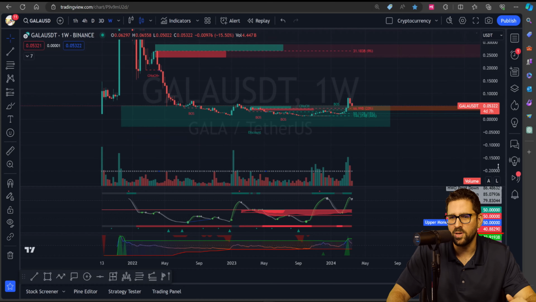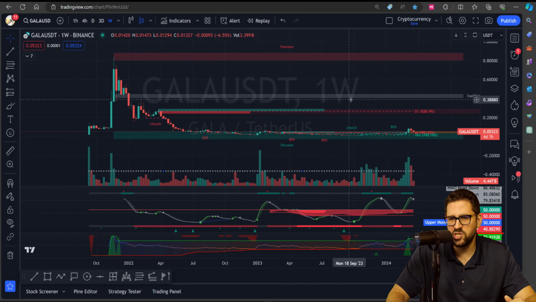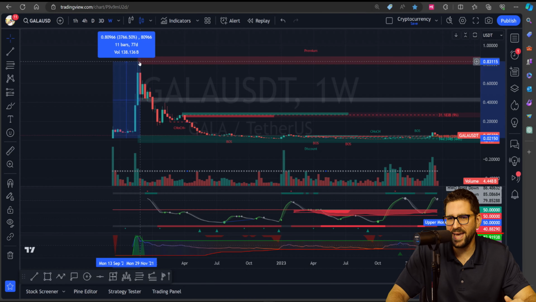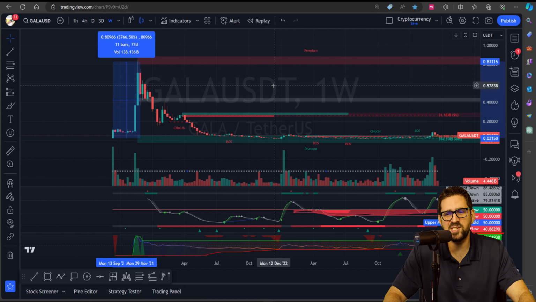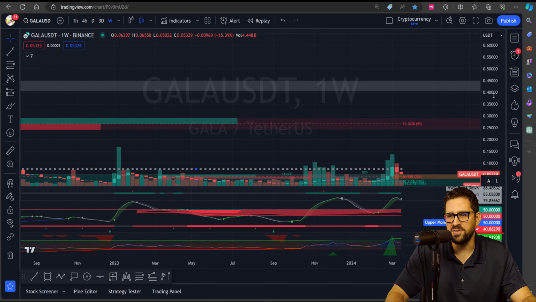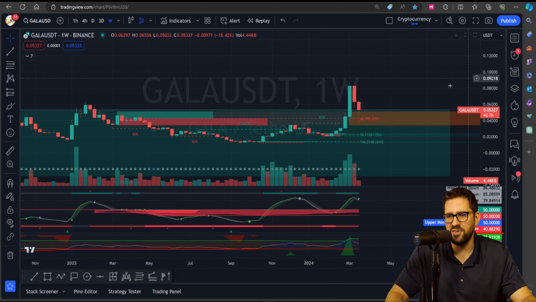If we zoom out and take a look at what Gala did the last cycle, I mean, just an absolute massive rally from around 2 cents to 80 cents, over 3,700% increase. Obviously, their catalog of games has grown. Their verticals have grown. You have Gala Film, you have Gala Music.